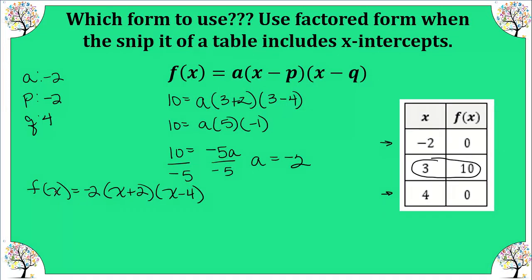And again, if we wanted to write this in standard form, we would simply multiply these three factors. If we wanted to write it in vertex form, after we found standard form, we would use -b over 2a and then plug that into the function in standard form to find the k part of our vertex.